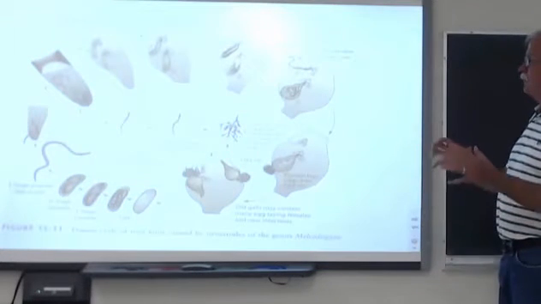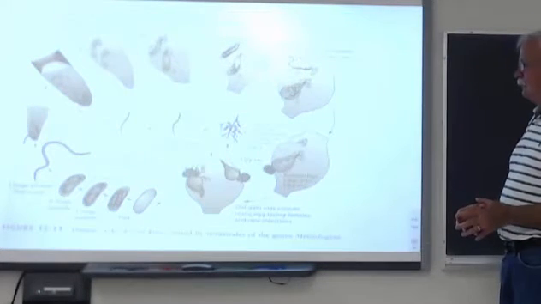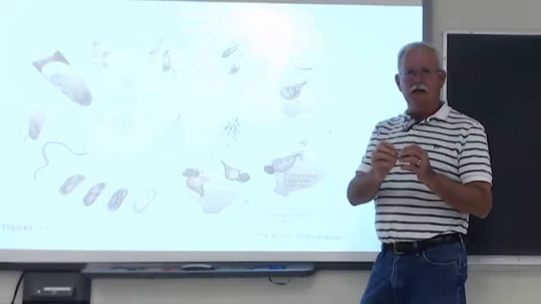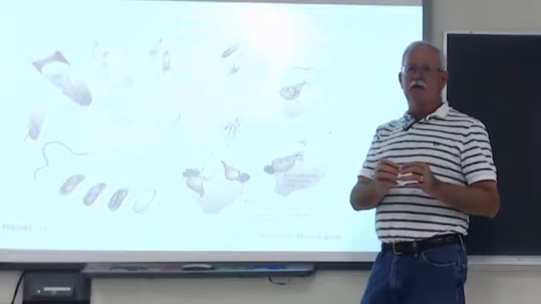The root knot nematode is very similar to the cyst nematode in that, again, only the second stage juvenile that hatches from the egg is infective. No other stage is infective. So there's only one stage for inoculum. It invades typically the root tip, and it begins feeding on the protoxylem and protophloem, those cells that are in the process of differentiating into xylem and phloem.